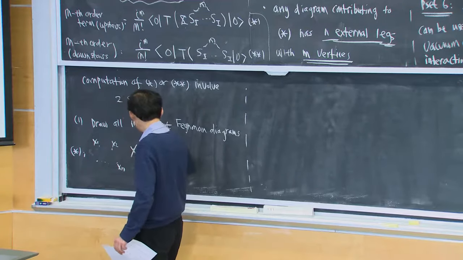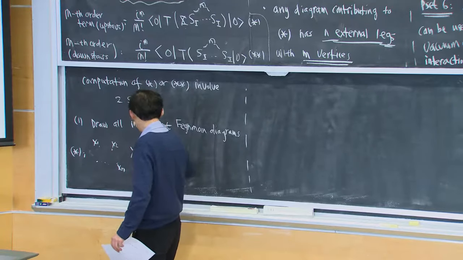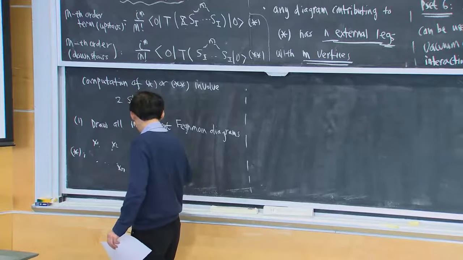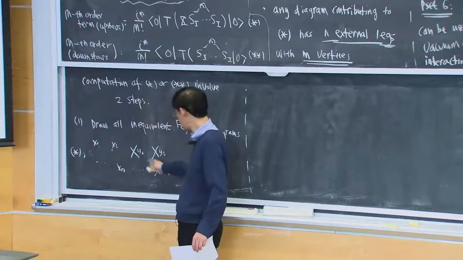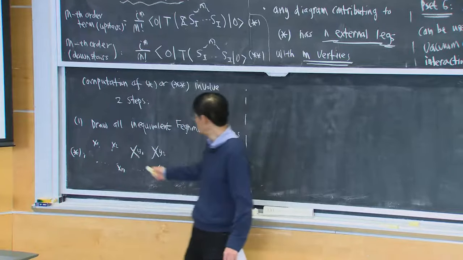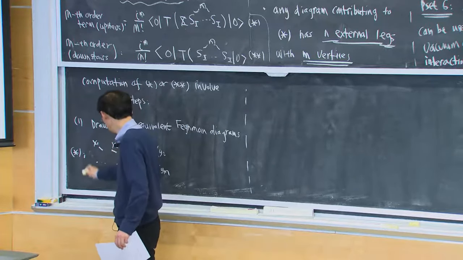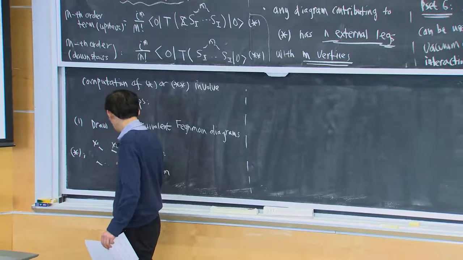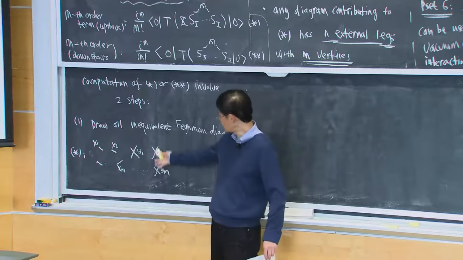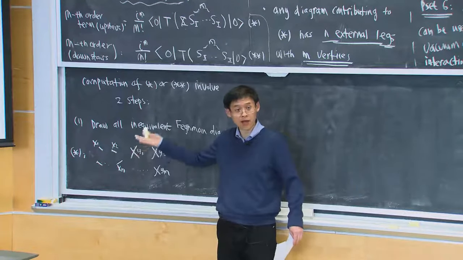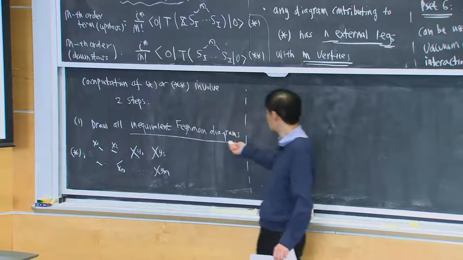And at each vertex, say, let's call them y1, y2, up to ym, you have four legs coming out, okay? And at each external point, you have one line coming out. And then you just need to find all possible ways to connect them. That's what we mean by drawing all inequivalent diagrams.